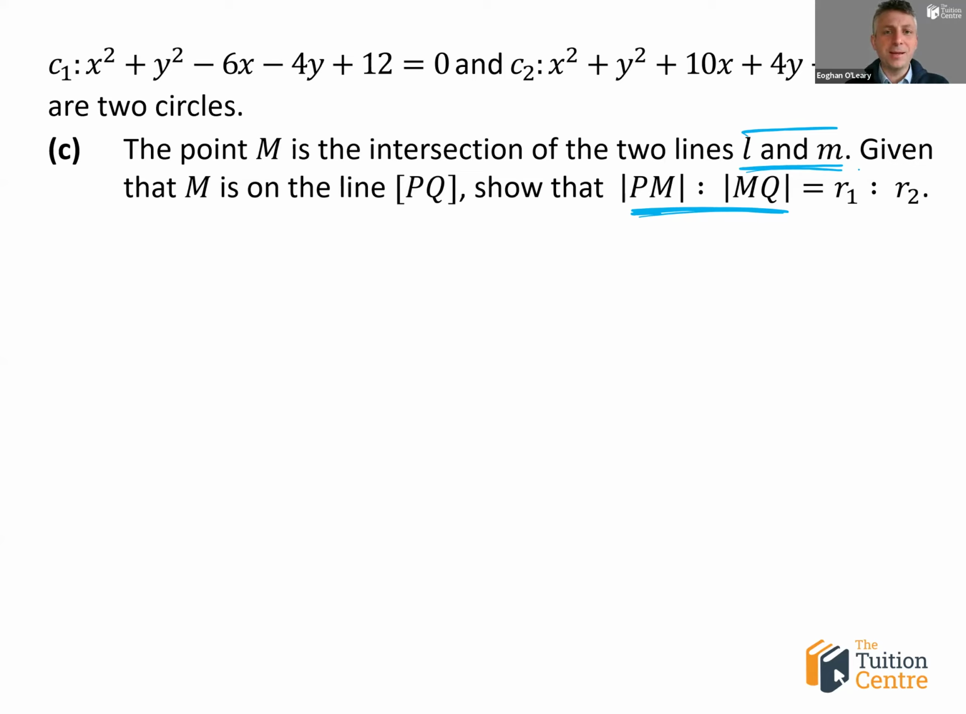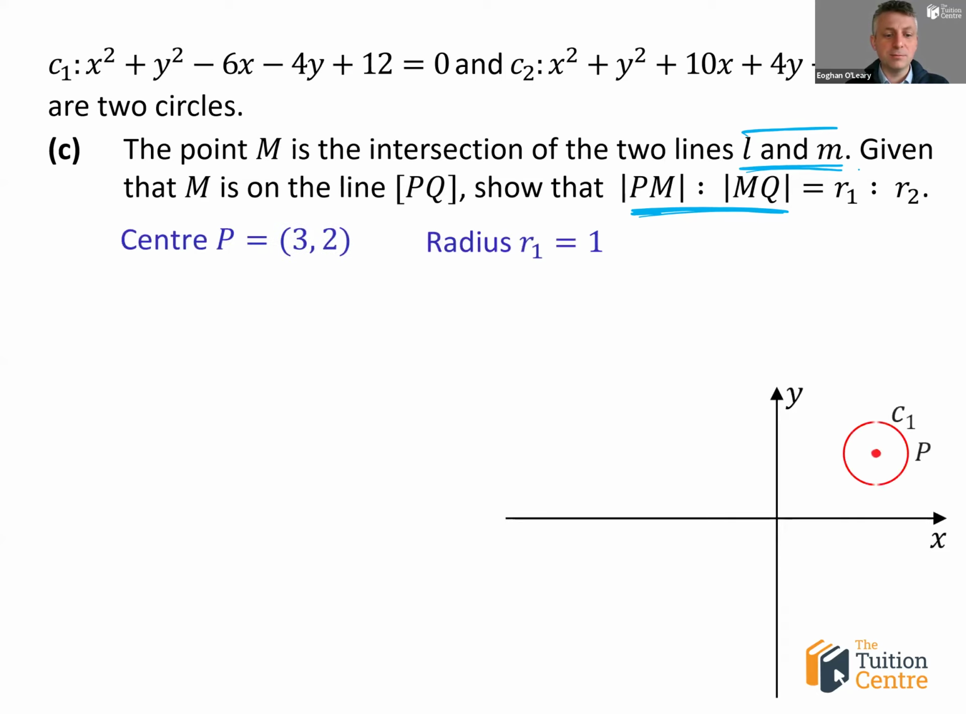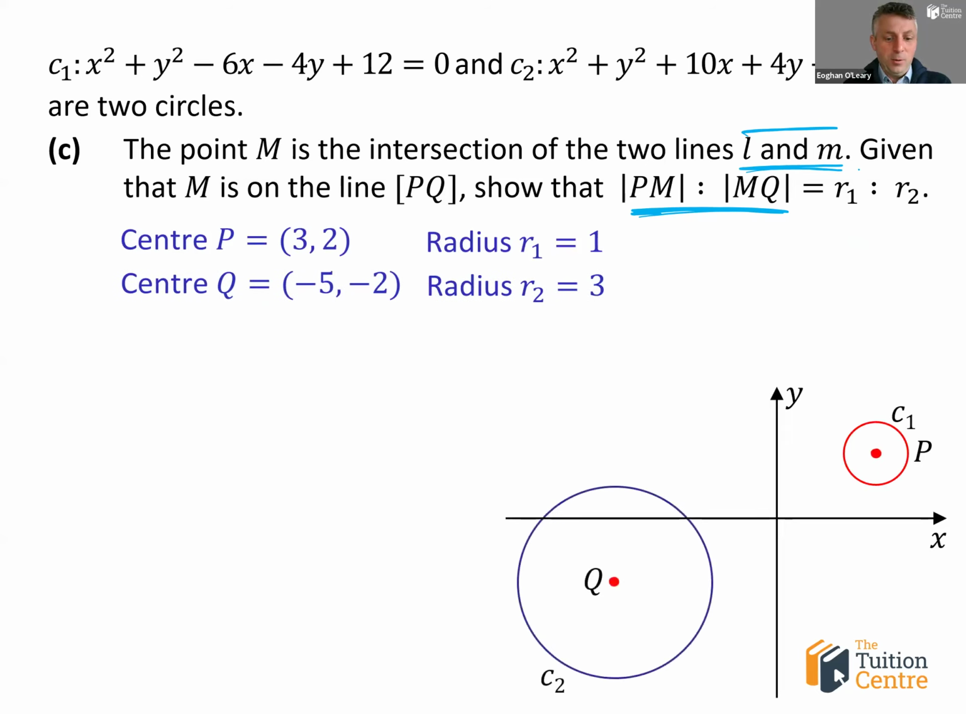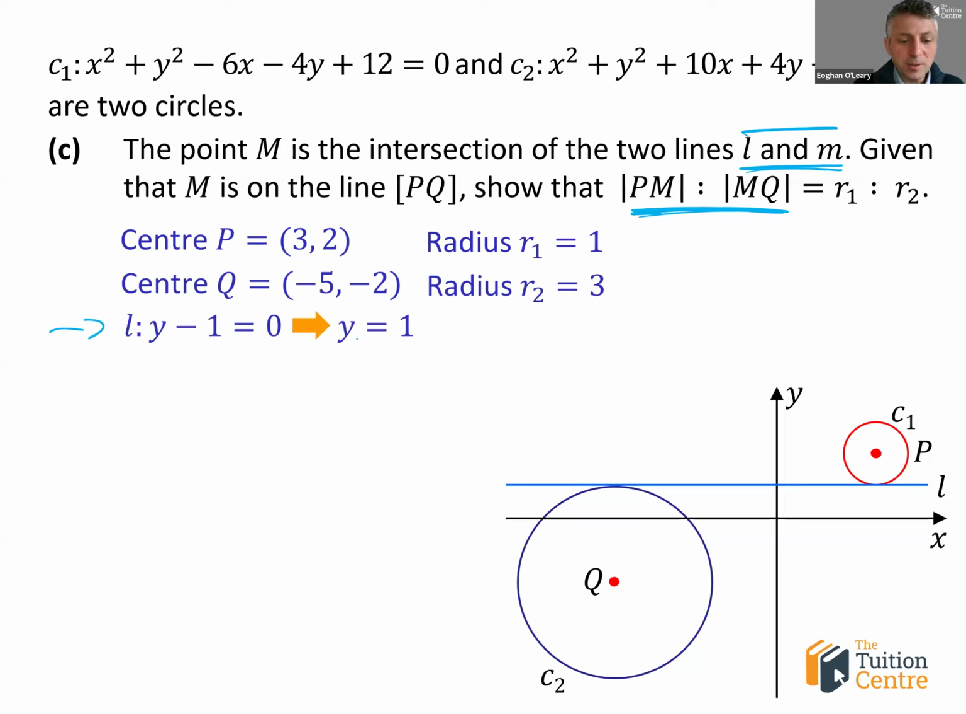And again, the old phrase, if you don't know what to do, do what you know. You start off, you say, okay, find the point of intersection. We know we have our two circles. P is a circle, center (3, 2), radius 1. Q has a center (-5, 2), radius 3. If we start off with L, we have the line y = 1. Okay, that's a horizontal line. And we can see there on the diagram, it is a tangent, as we said.